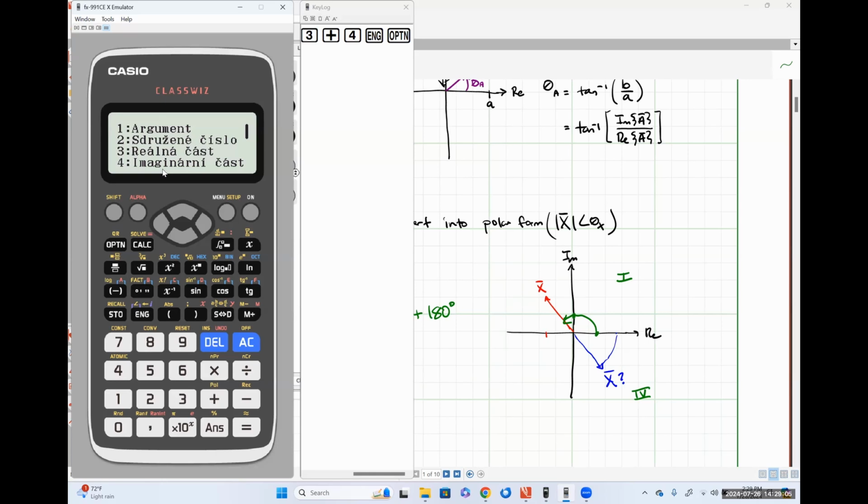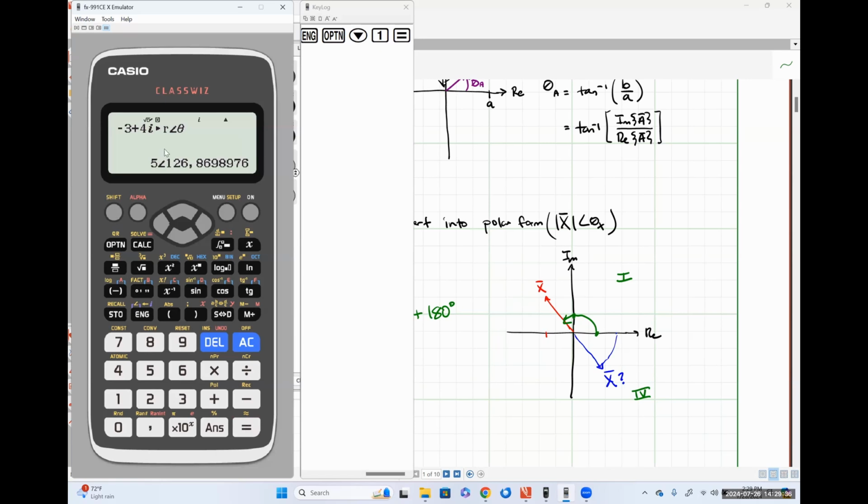Option 3 is real number. Option 4 is the imaginary part. If we scroll down, this is where we get our conversions. So option 1 converts to polar form, option 2 converts to rectangular form. So I'm going to press option 1 here after having scrolled down and press equal, and we get 5 angle 126.869, blah, blah, blah.